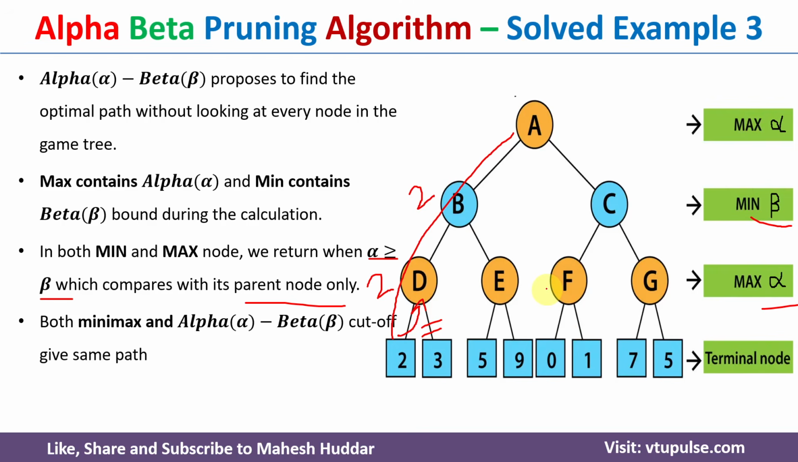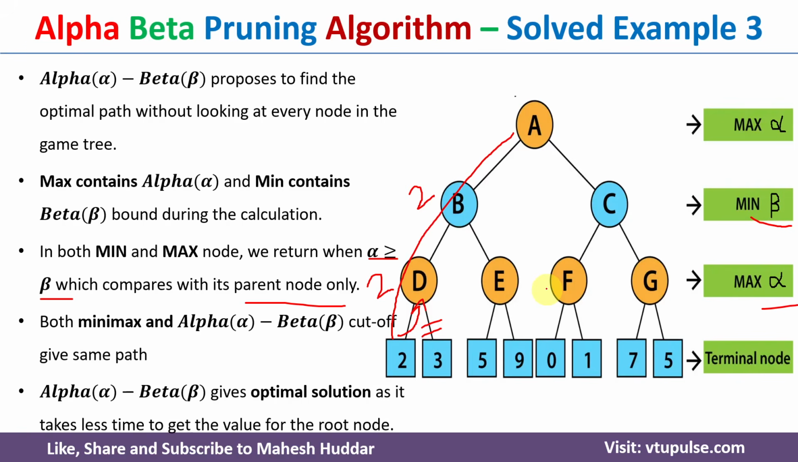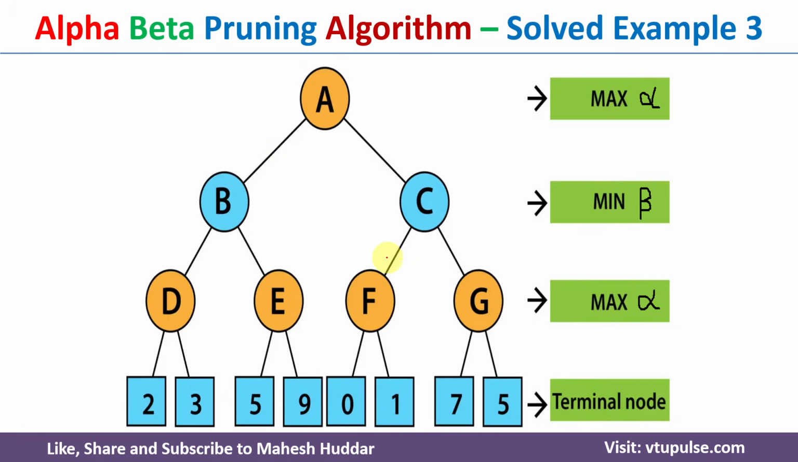Both Minimax and the alpha-beta pruning algorithm give the same path, but the alpha-beta pruning algorithm gives the optimal solution as it takes less time to get the value of the root node. Now we will solve this problem by using the alpha-beta pruning algorithm.